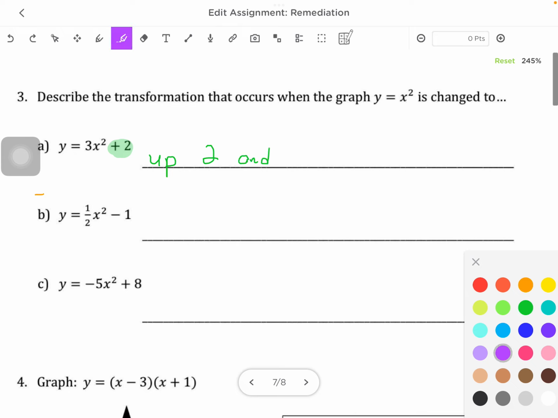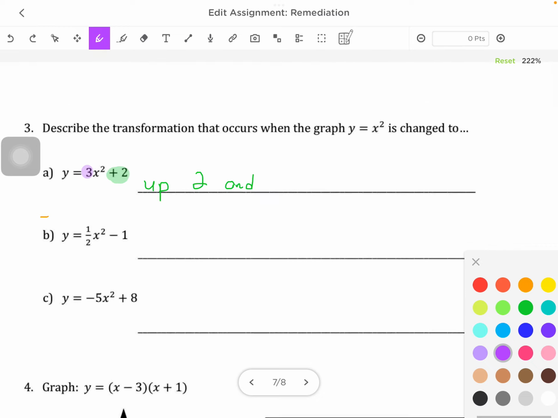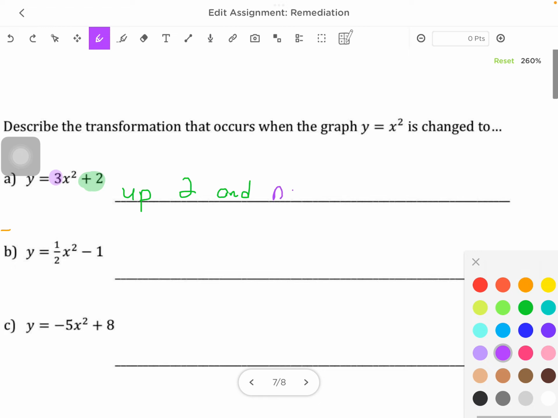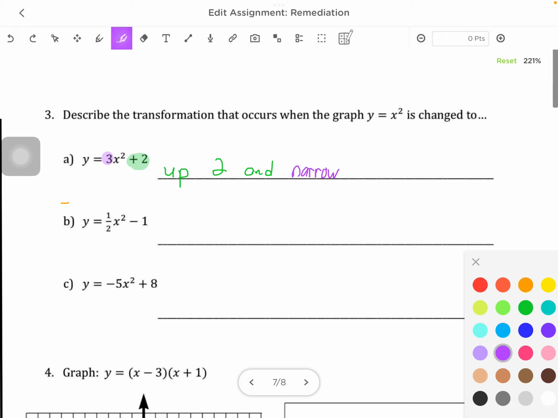And then the other thing I look at is the number that's in front. So since there's a number 3, anytime there's a number that is greater than 1 in this purple spot right there, that's going to mean a more narrow parabola. And that's going to be in comparison to the next one here, where if you have a number in front that is between 0 and 1, then it's going to be a wider parabola. Okay, but first, let's talk about the -1 is going to mean down 1. And then the 1/2 is going to mean wide.